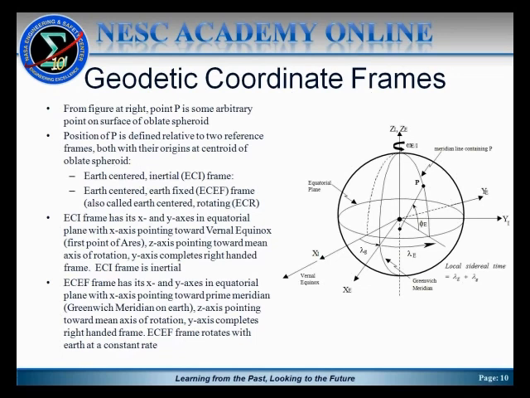The ECEF, also called the ECR frame, has its x and y-axes in the equatorial plane, with the x-axis pointing towards the prime meridian, and on Earth that would be the Greenwich meridian. The z-axis again points towards the mean axis of rotation, and the y-axis completes a right-handed frame. That ECEF, or ECR frame, rotates with the Earth at what is assumed to be a constant rate. The parameters shown on this figure describe the geodetic latitude, the geodetic longitude, and what's referred to as sidereal time.